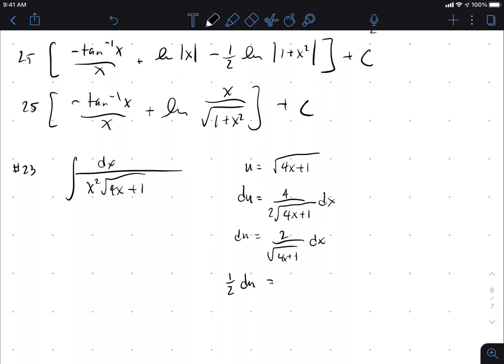And that's going to give me my 1 over the root 4x plus 1 dx. But I have an x squared term there in the denominator, and so I need to be able to figure out what that is. So that would be u squared is equal to 4x plus 1. So u squared minus 1 is equal to 4x. U squared minus 1 over 4 is equal to x. And you can see how this thing becomes something quite fun.